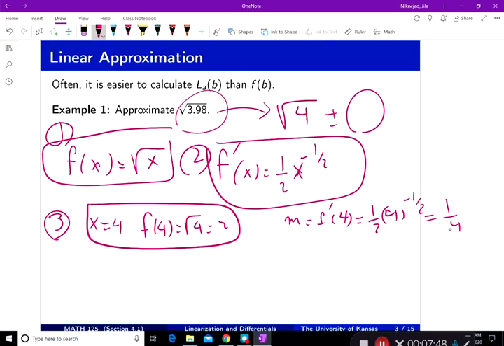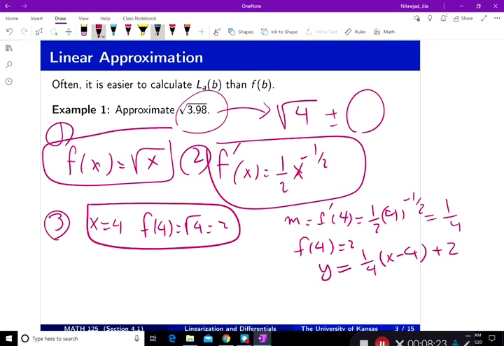Then what else do I need? I need to find the f value at which I found. Here's the f value. F of 4 is equal to 2. Then I write y is equal to 1/4 times x minus, what's the x value? 4, plus the y value, which is 2. I think when we wrote the equation of tangent line, 2 came first, and then the rest followed.